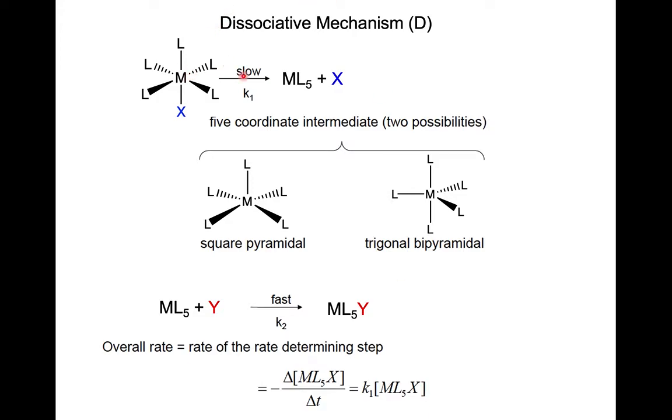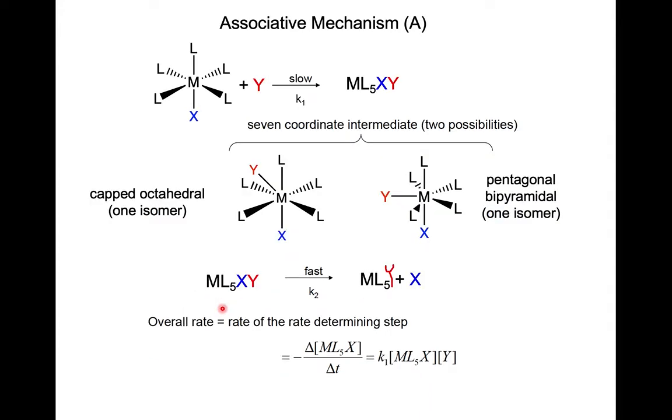Because the first step is slow and the second step is fast, the kinetics of the reaction are dominated by the first step. We go through and do simplifications for this. It ends up that the rate is equal to some rate constant, K1, times the concentration of the starting ML5X species. And it has no dependence on the concentration of the incoming ligand Y. All right, let's look at the other case.